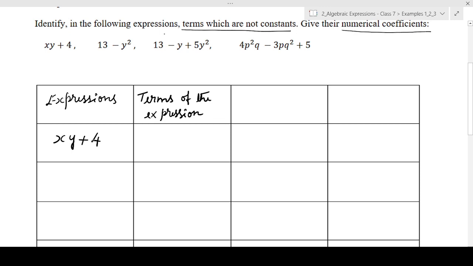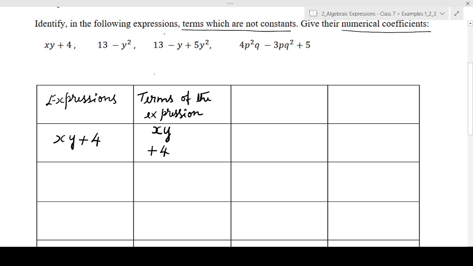Now, which are the terms of this expression? There are two terms in this expression. One term is xy and the other term is plus 4. If there is no sign, it is nothing but plus. Okay, so plus xy and plus 4. These are the two terms of the expression.